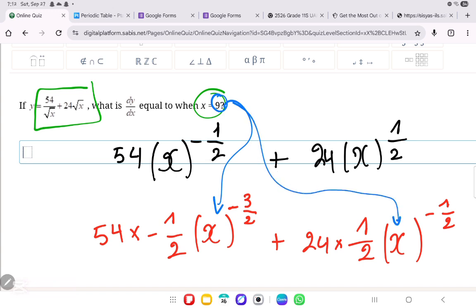So it's going to be 54, don't forget the brackets, 54 times minus 1 over 2, open bracket, 9, close bracket, to the power of minus 3 over 2, okay? Plus 24 times 1 over 2, open bracket, 9, close bracket, to the power of minus 1 over 2. And we will get our answer, which is 3. Very simply.